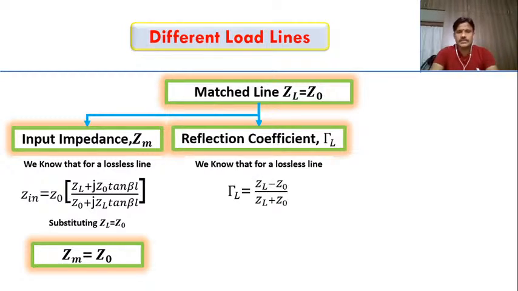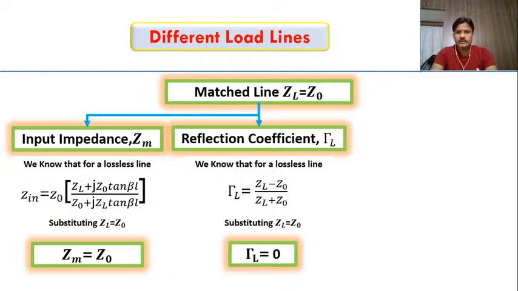Gamma L, the original expression, is ZL minus Z0 by ZL plus Z0. Here if you substitute ZL equals Z0, in the numerator Z0 minus Z0 is 0. Denominator Z0 plus Z0 is 2Z0. So what you will get? 0. So there will be no reflection coefficient. Gamma L equal to 0 represents what? The wave traveling from source to load, at the load, by maintaining the load impedance exactly equal to the characteristic impedance Z0, there will be no reflections. It will travel into the load very freely without any attenuation, right?